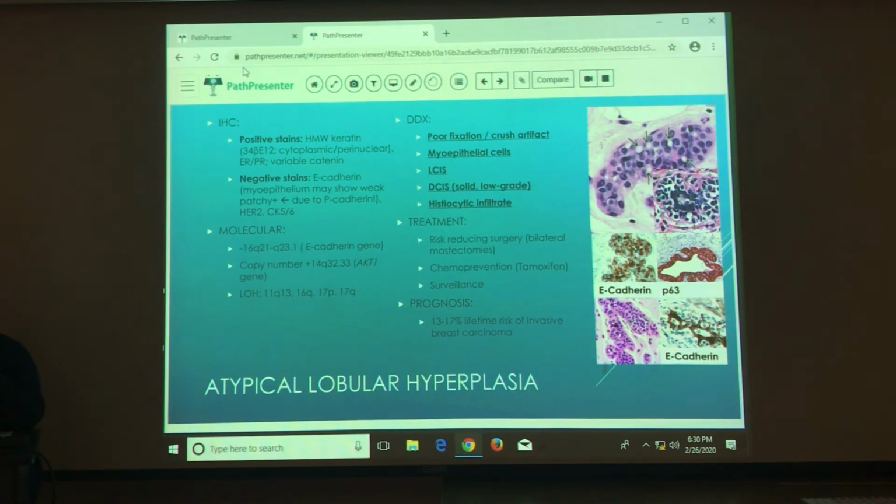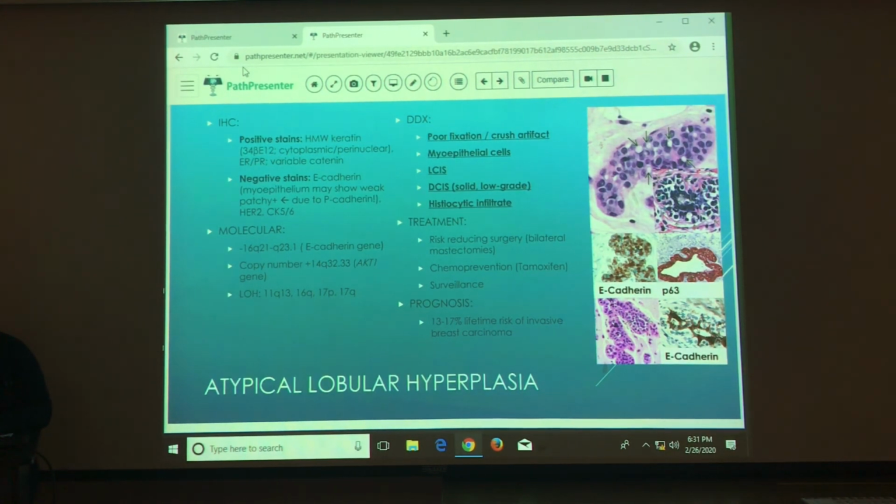The molecular: the loss of 16q21 to q23.1, so that's your E-cadherin gene, and that makes sense because if that's lost, then obviously there's some aberration there. But there's a lot of other things that they found, like whether it's the AKT1 gene or loss of heterozygosity. So there's a lot of non-specific molecular findings for ALH.